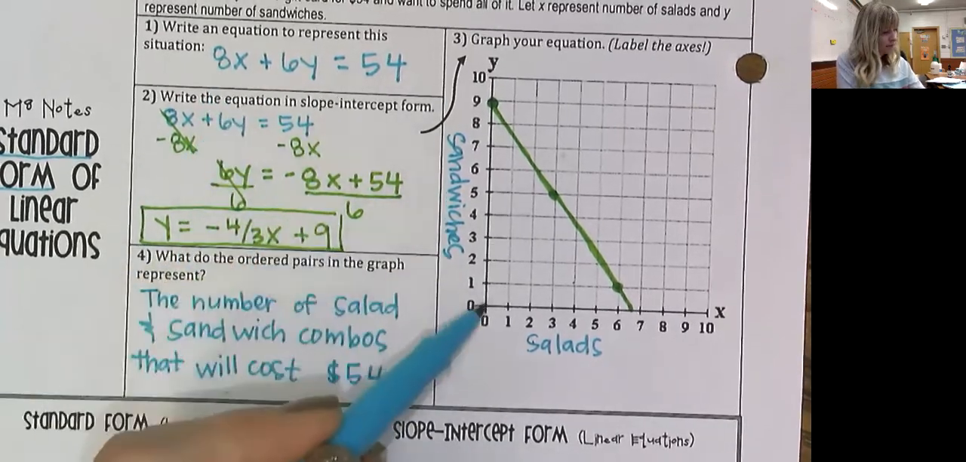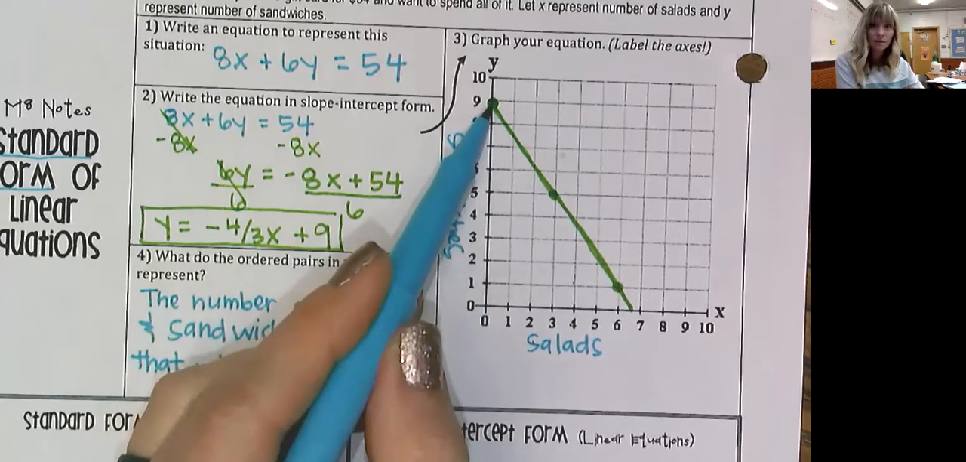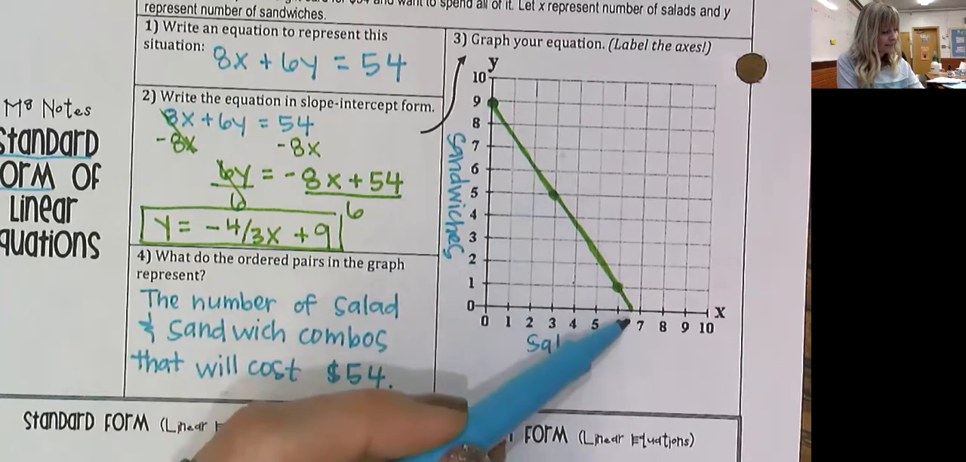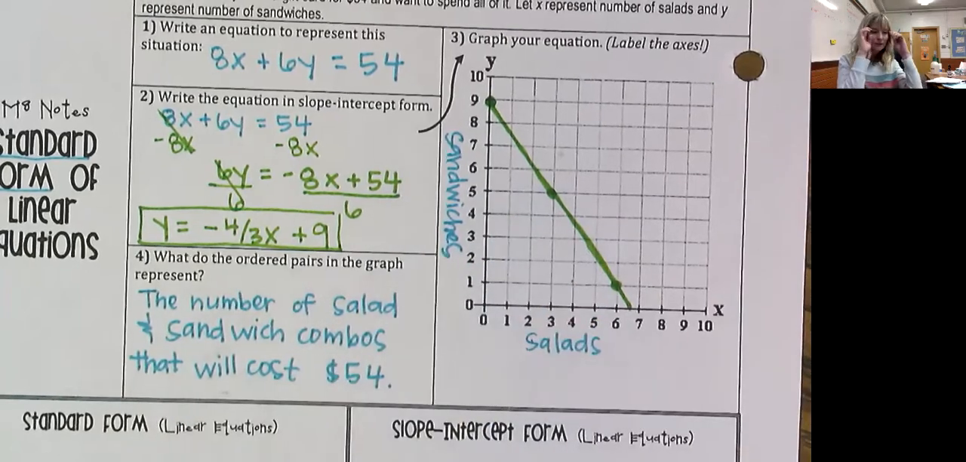So we're saying you could buy 0 salads and 9 sandwiches. You could buy 2 salads and 5 sandwiches, or you could buy 6 salads and 1 sandwich. And in this case, that's probably all that counts, really. Maybe we shouldn't even connect the dots because maybe the in-between doesn't count in this. I don't know. That's something called discrete versus continuous that you'll learn a lot more about in 9th grade. So right now we don't need to worry about it a ton.